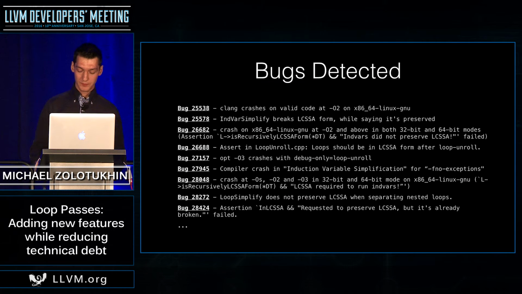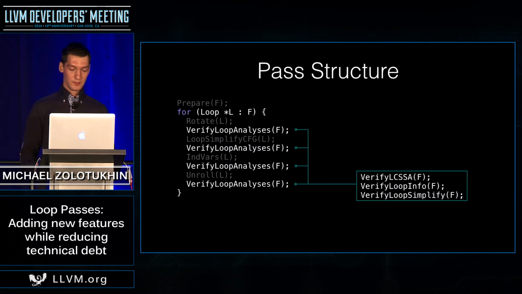So inspired by these findings, we decided to add even more verifiers. We actually fixed the verifier for loop info, which was not ideal. And also we tried to enable the verifier for loop simplify. The verifiers are in place, but we cannot enable them because they fail. So there are still some bugs to fix first. But still, it's the road we want to take.